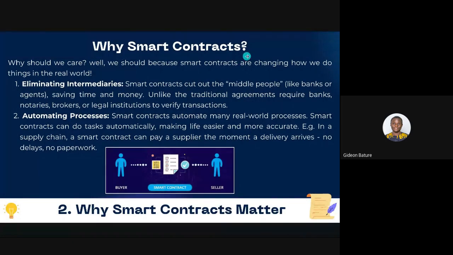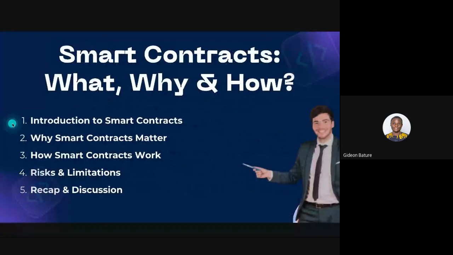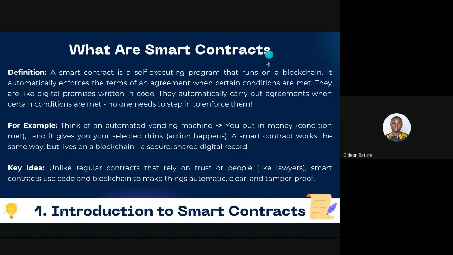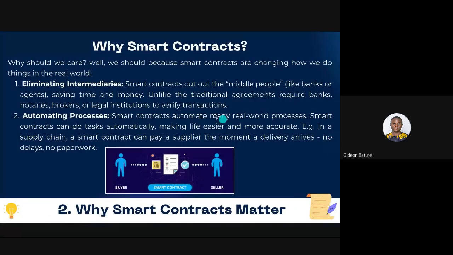So why smart contracts? Why should we care? At least we have looked at what smart contracts are. Now let's look at why. Why smart contracts? So one is that smart contracts are eliminating intermediaries. They are removing middlemen.